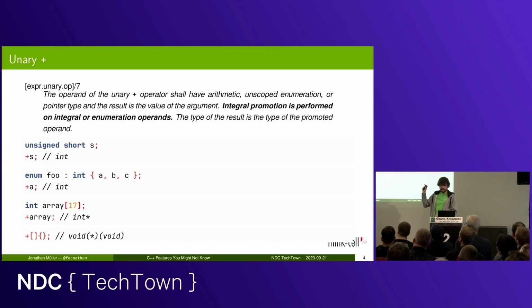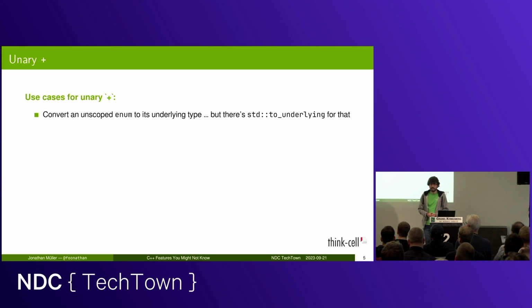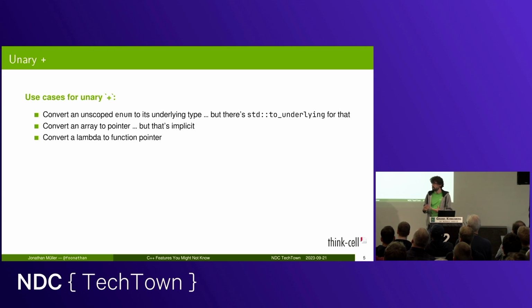This is a lambda. A lambda that doesn't capture anything is implicitly convertible to a function pointer, and if we write plus, we will trigger that conversion to the function pointer. So how can we use this operator? Well, we can convert an unscoped enum to its underlying type, but there's std::to_underlying since, I believe, C++ 17 or 20. We can convert an array to a pointer, but that's implicit. We can convert a lambda to a function pointer. And the last one's actually useful.